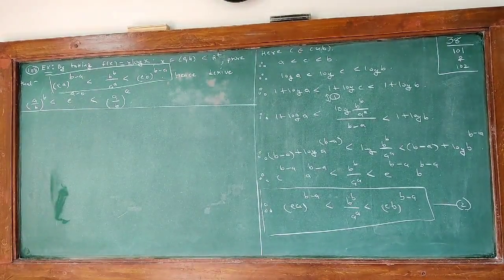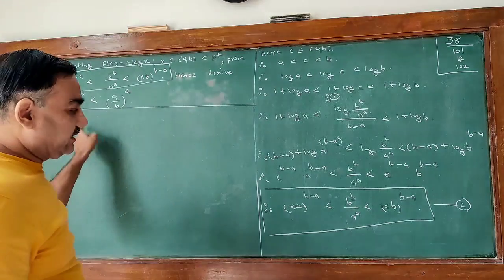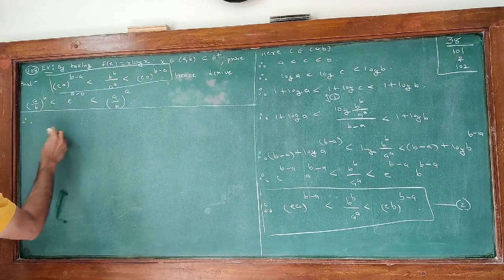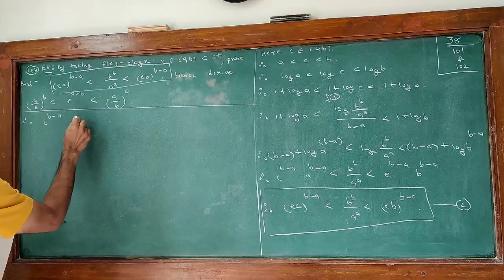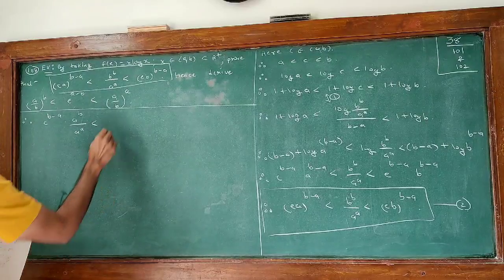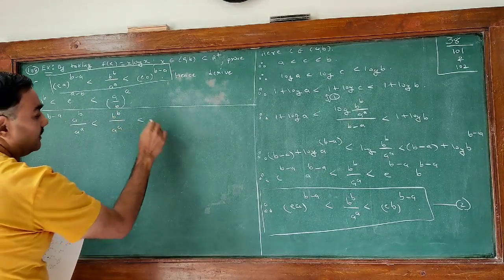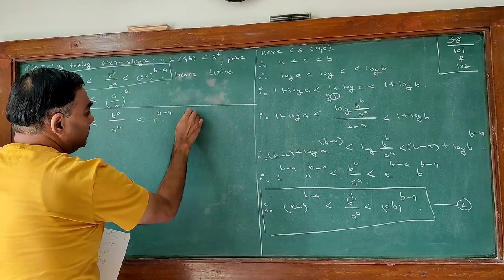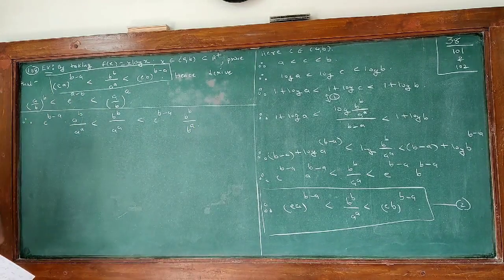So after this equation 2 we start calculating further here. Therefore e raised to b minus a raised to b minus a means a raised to b upon a raised to a is less than b raised to b, a raised to a, e raised to b minus a, e raised to b, e raised to a.